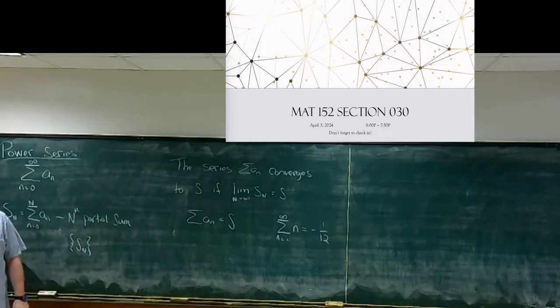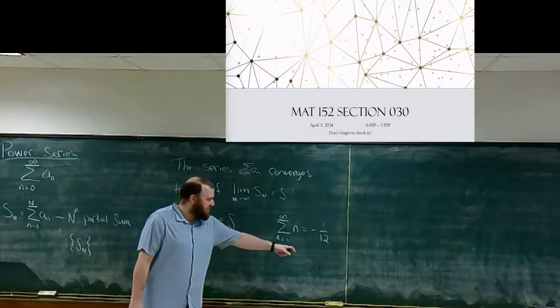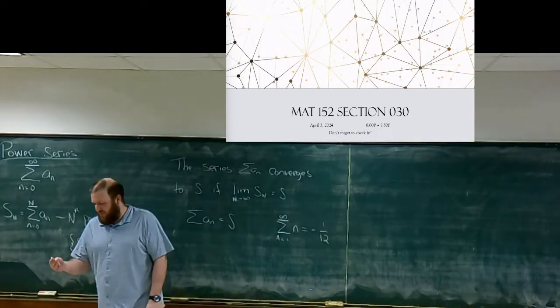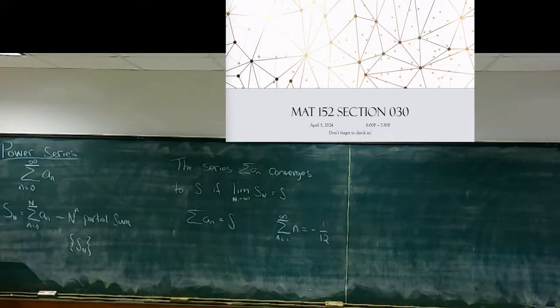There are several, I don't want to call them proofs. There's one proof, but there's several ways they get negative 1/12. The proof that I read uses the Riemann hypothesis, which has yet to be proven. So, for all we know, this result is false.